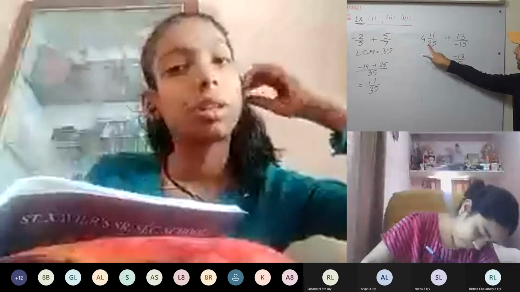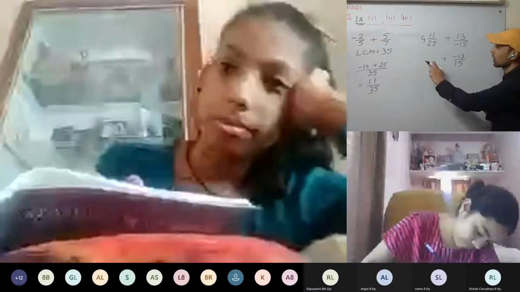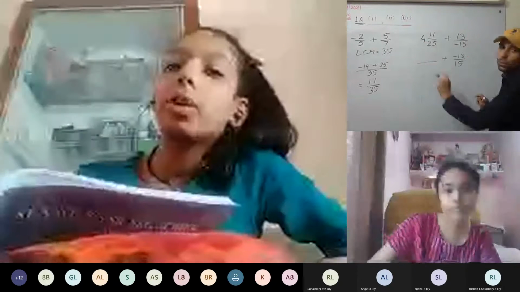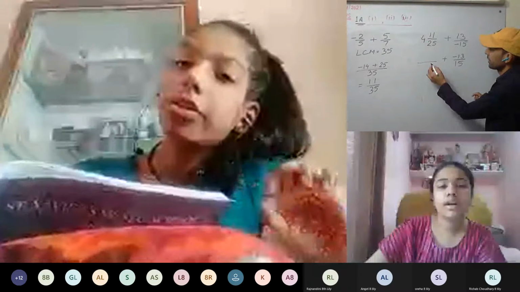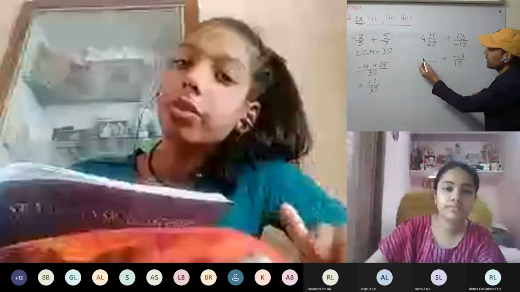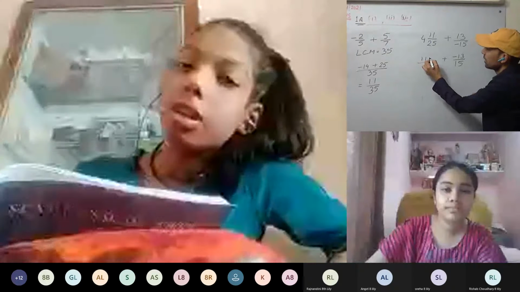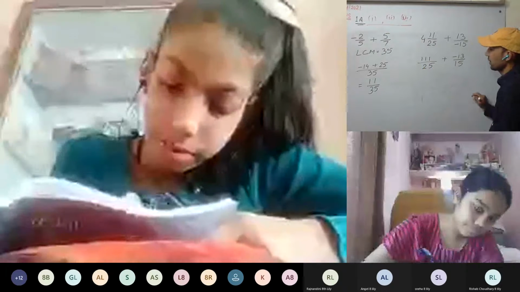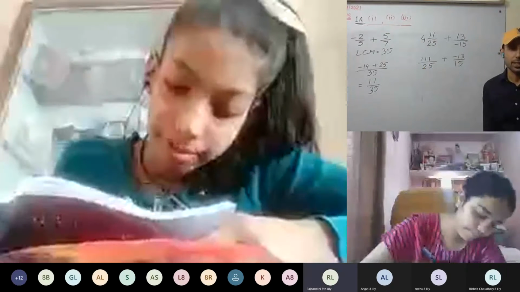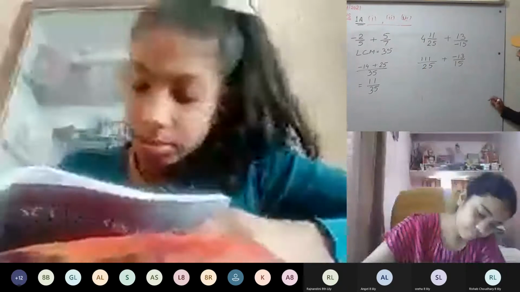Now this one is in mixed form. So how to convert it into an improper fraction? 25 into 4, how much are we getting? 100. 25 fours is 100, plus 11, how much? 111 upon 25. Now take the LCM. What will be the LCM?